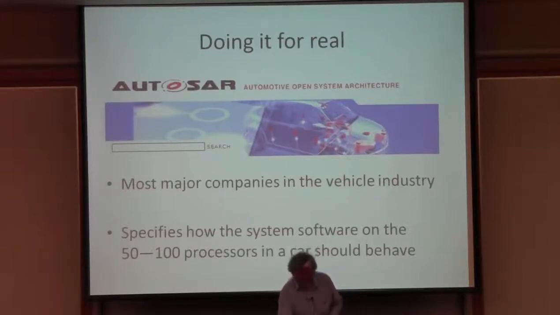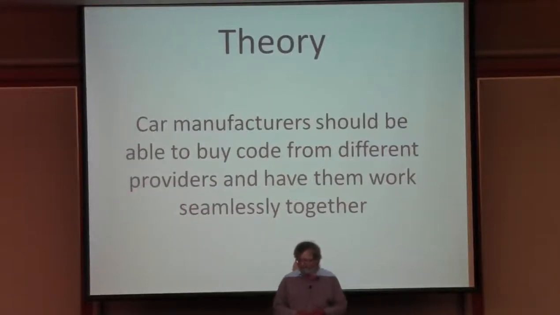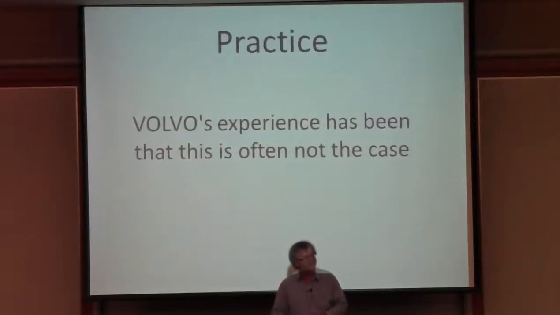The purpose of this specification is to enable car manufacturers to buy software from whichever vendor they like. There are many vendors for this system software. If you buy a particular component for your car, it may come with some system software on it. And of course, since they all fulfill the standard, they should all work together. What do you know? Sometimes they don't. In fact, usually they don't.